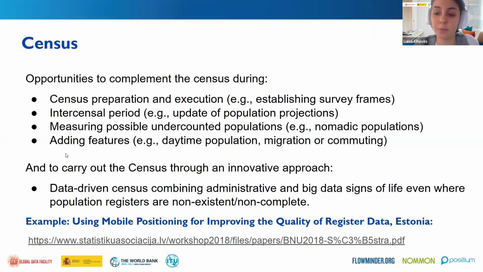Looking forward, there is even potential for an innovative data-driven census that combines administrative records with big data, offering reliable signs of life when even registers are incomplete or missing.